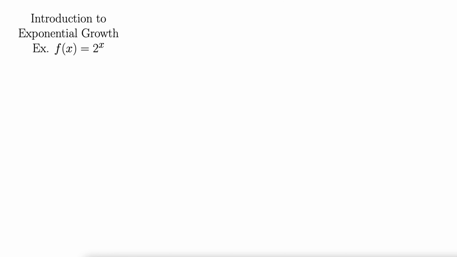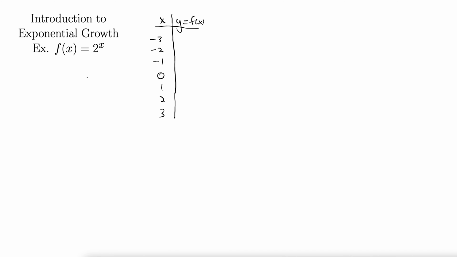Let's begin by looking at the function f of x equals 2 to the x. And let's just take a look at what happens. Let's plot a few points here. Okay, so this is called an exponential function, and indeed it's exponential growth. So we'll do x and y equals f of x. So let's do something like -3, -2, -1, 0, 1, 2, 3, and just get an idea of what happens.